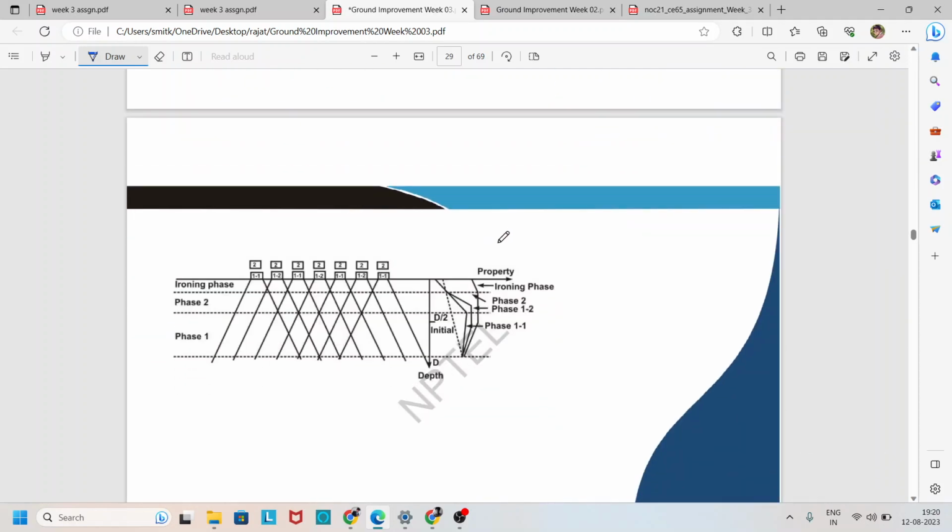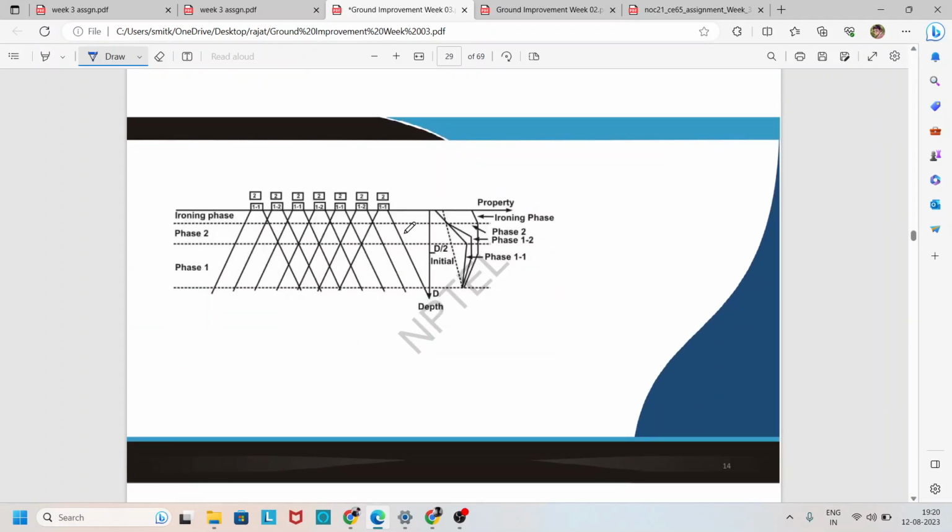In the next slide, it is shown how the energy is dispersed. When we apply phase 1, the energy is dispersed like that. After phase 1, the energy starts from here to here, so the depth of improvement, or the area improved, is more. After phase 2, the depth of improvement is quite big. So it is here.